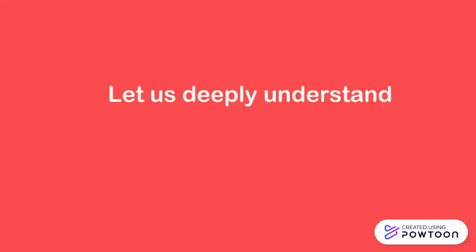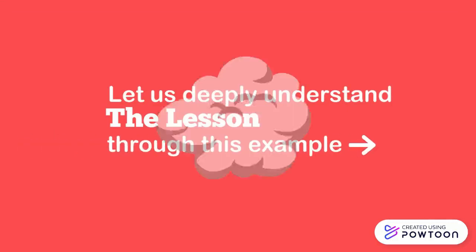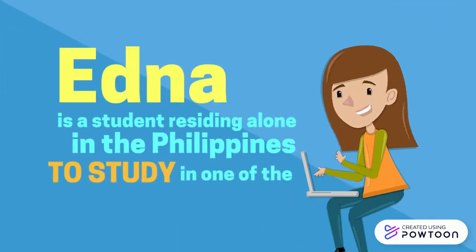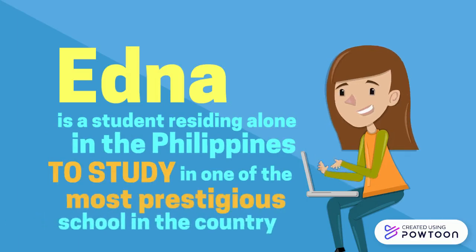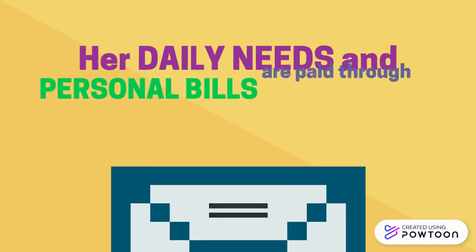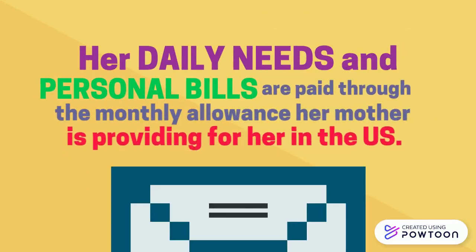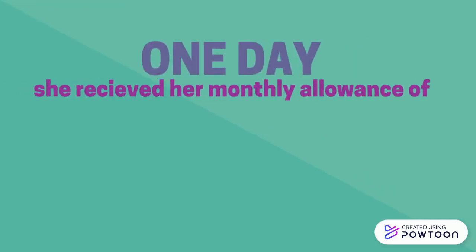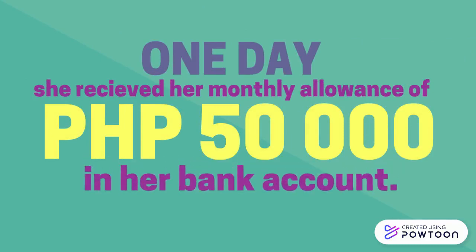Let us deeply understand the lesson through this example. Edna is a student residing alone in the Philippines to study in one of the most prestigious schools in the country. Her daily needs and personal bills are paid through the monthly allowance her mother is providing for her in the United States. One day, she received her monthly allowance of 50,000 pesos in her bank account.